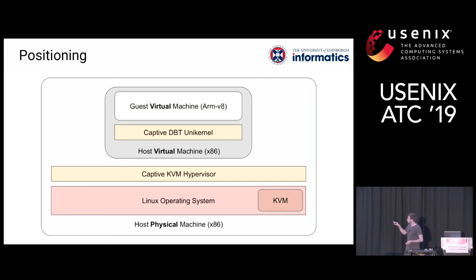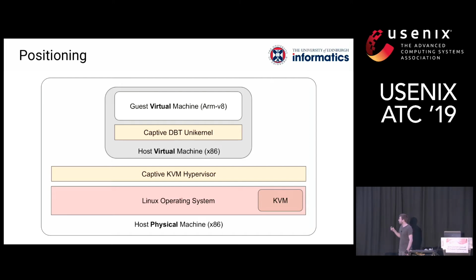So what Captive then does is it creates what we call a host virtual machine. And that's the native virtual machine that KVM provides that is the same architecture as the host. So the host physical machine is x86, and you get a host virtual machine, which is x86, through KVM magic. And then inside the host virtual machine runs the DBT unikernel of Captive. And that's the bit that provides the guest virtual machine, which is the architecture that you're actually after. So you're after an ARMv8 guest virtual machine.